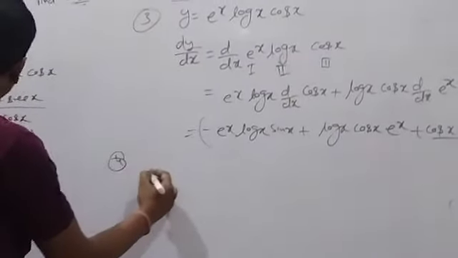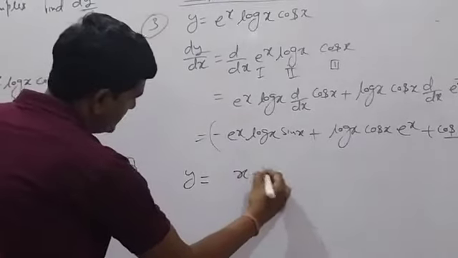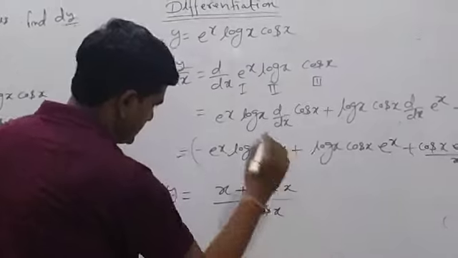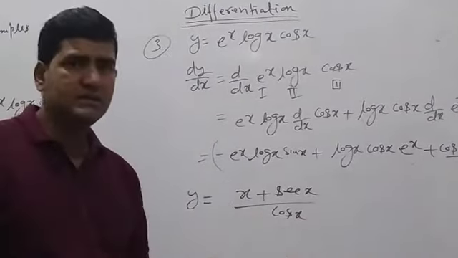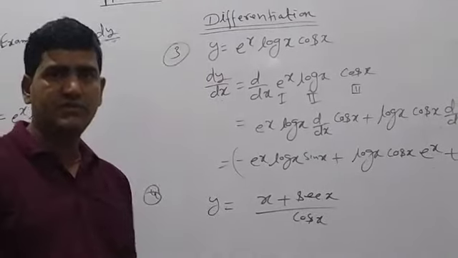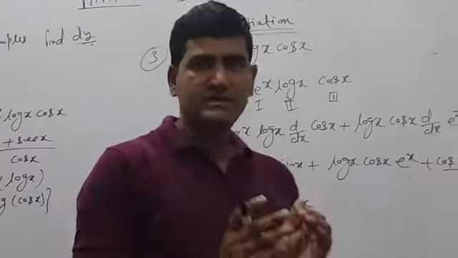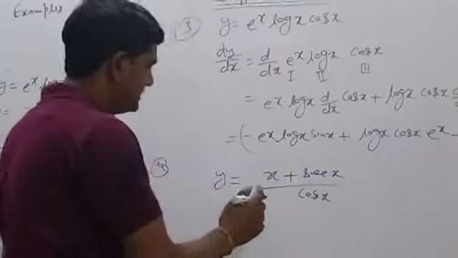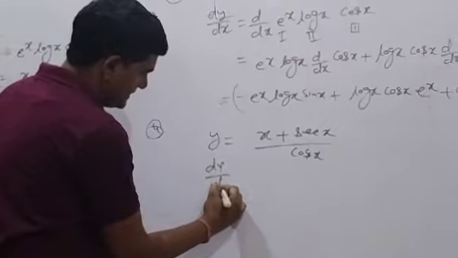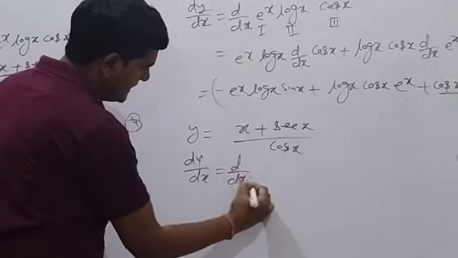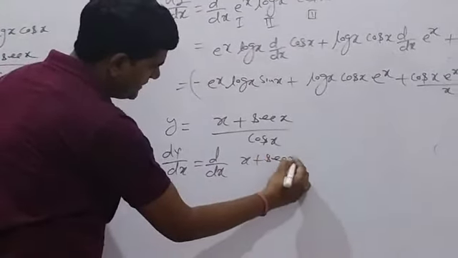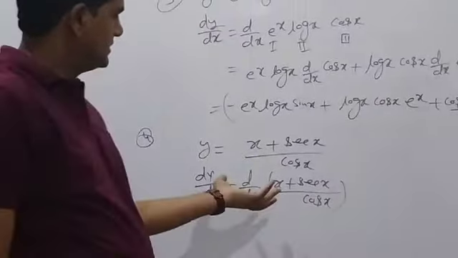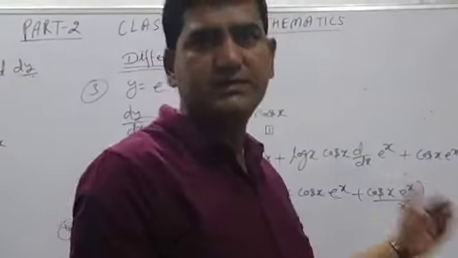And example number 4 here. y is equal to (x plus sec x) upon cos x. Clear? Now this is the quotient rule. Quotient means if any expression is in the form of f(x) by g(x), f(x) upon g(x), it is called the quotient form. Then dy by dx is equal to d by dx of (x plus sec x) upon cos x. For this course I gave the formula in the first video.